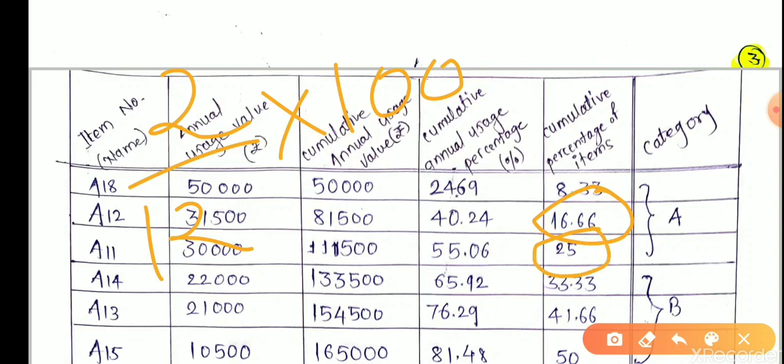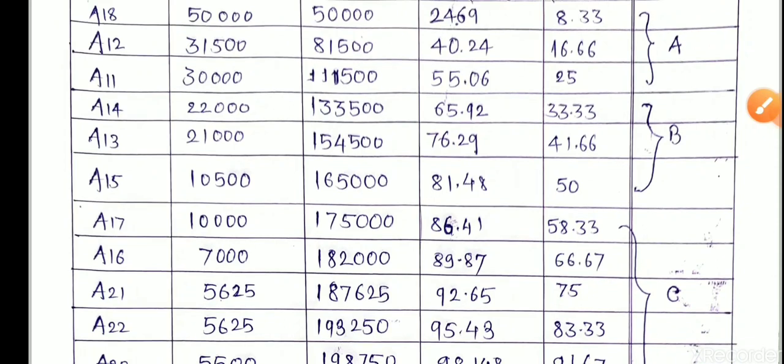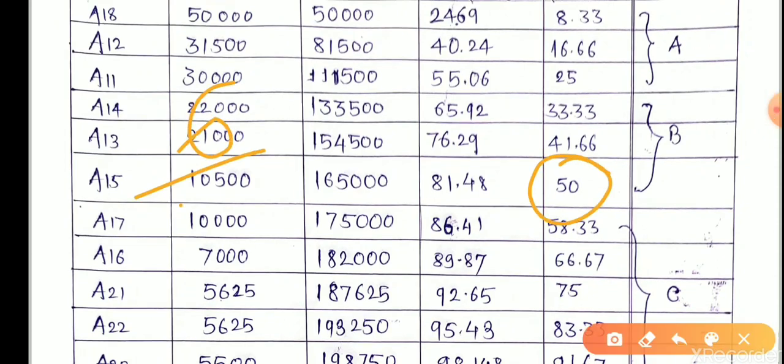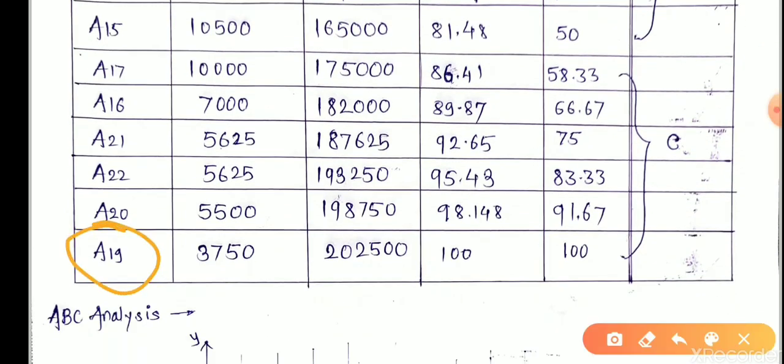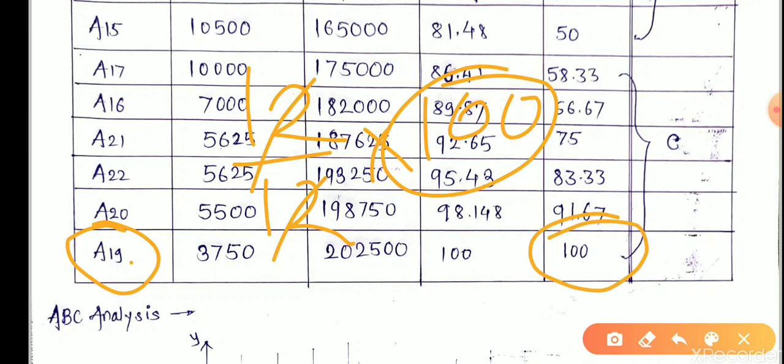Likewise, here it is 3 divided by 12. Here is 33.33, that is 4 divided by 12. Likewise, this is how 50 comes: 6 divided by 12 into 100. Why 6? Because the corresponding item is at rank 6, that is rank 1, rank 2, rank 3, rank 4, rank 5, and rank 6. Likewise, finally this has rank 12. 12 divided by 12 into 100 becomes 100, and its cumulative items consumption is 100.